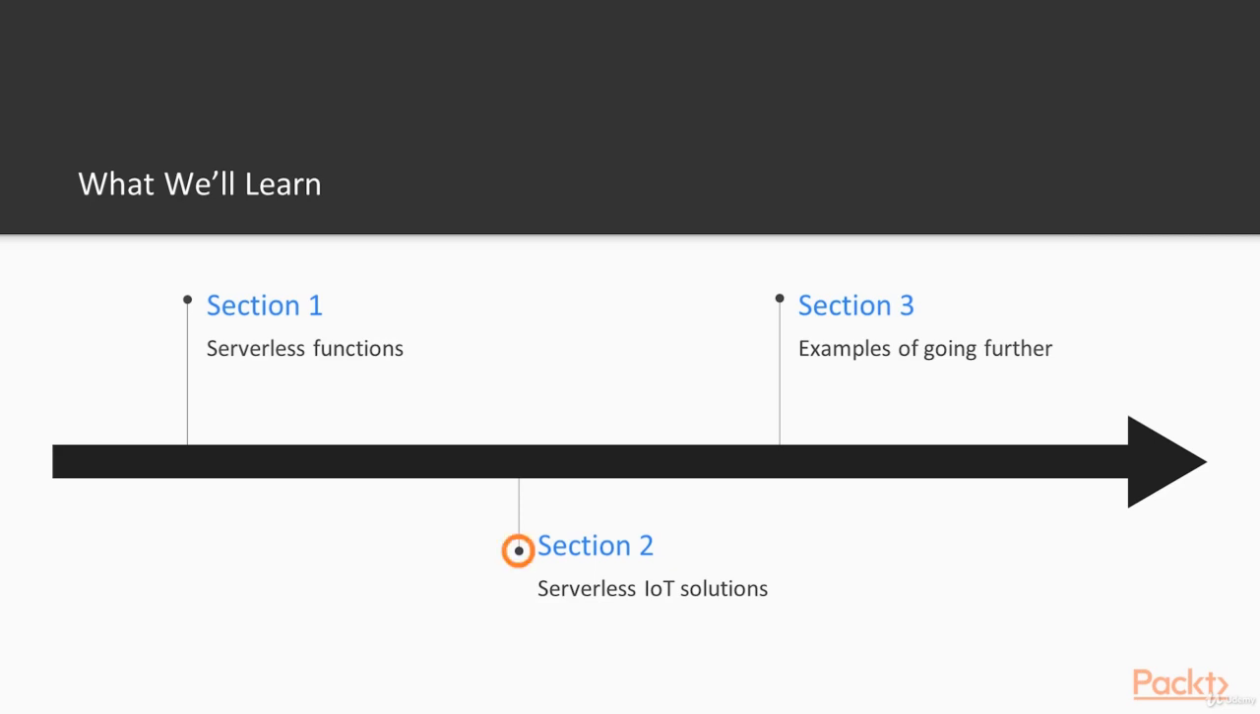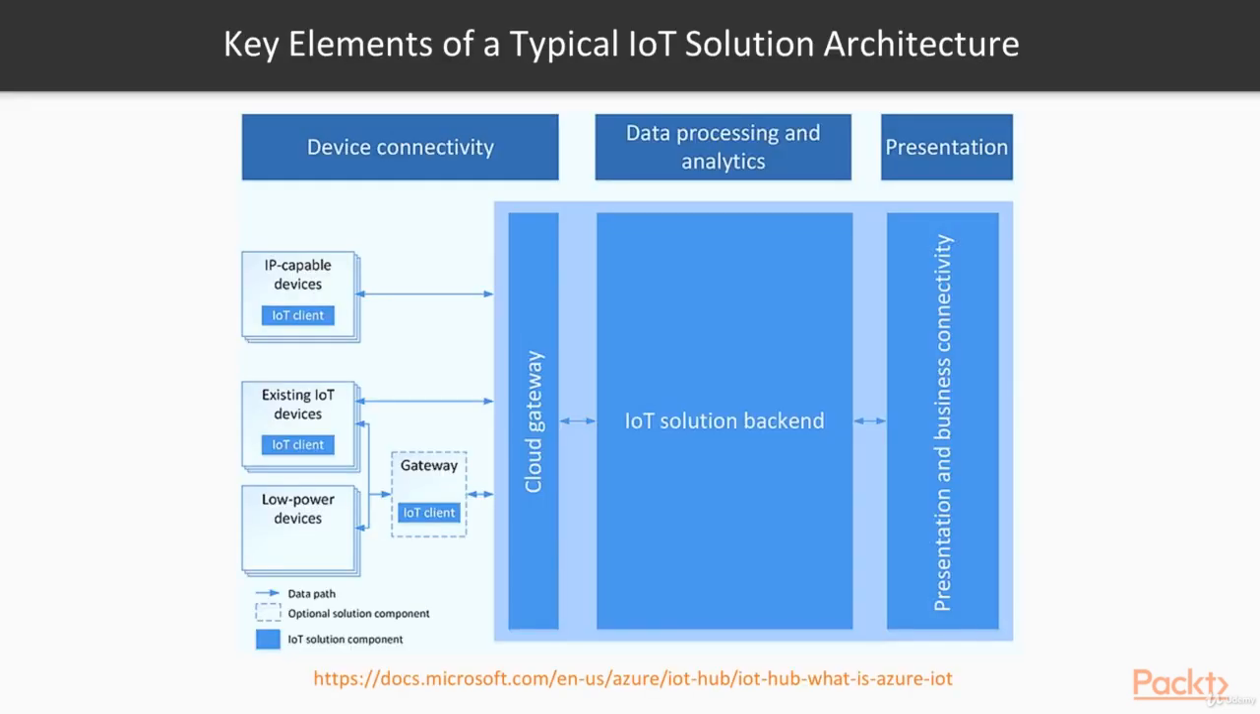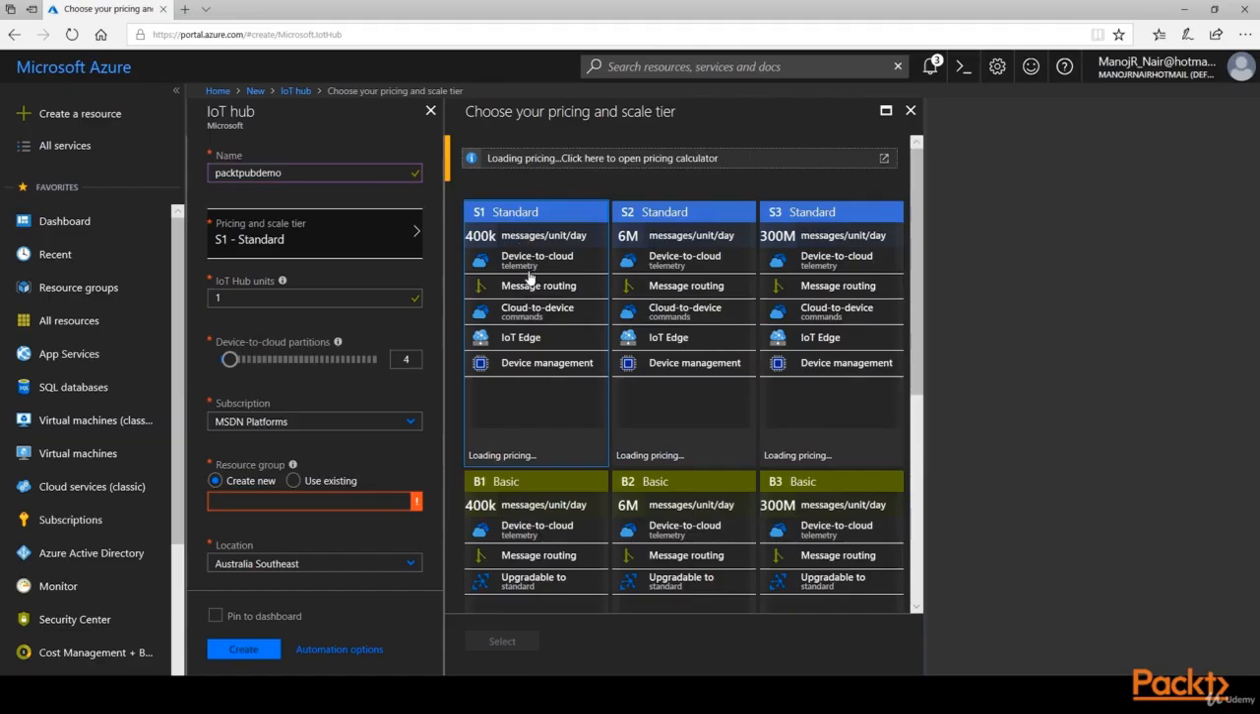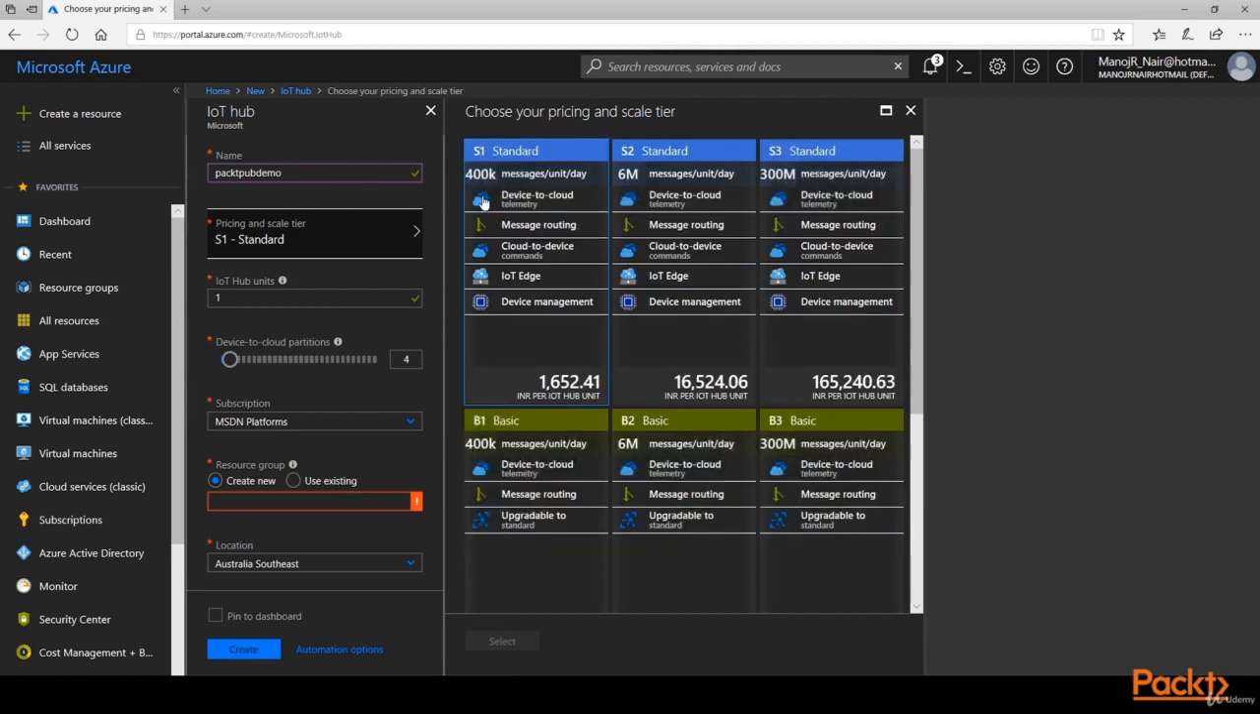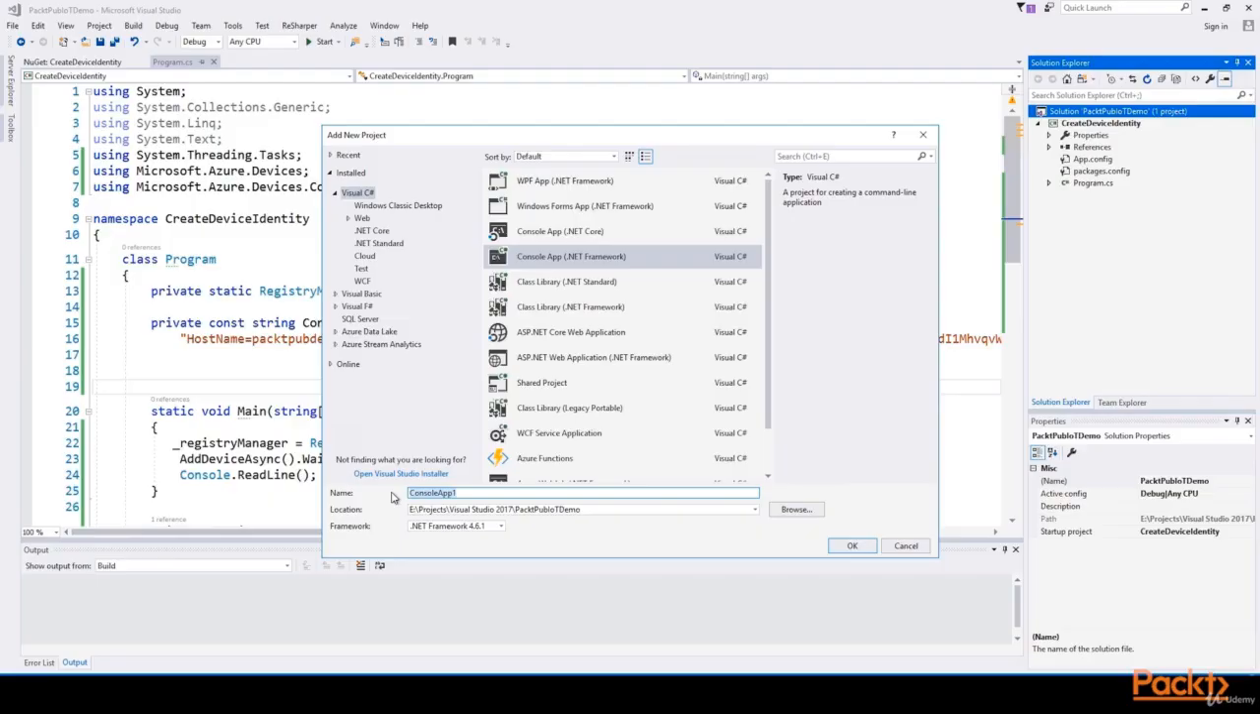Next, we will switch gears and dive into Serverless IoT Solutions on Azure. One of the most important components of the Azure IoT Solution Architecture is the Azure IoT Hub. We will get into the meat of Azure IoT Hub, create one using the portal as well as with PowerShell, register similar devices using C# code, and then send and receive telemetry data.